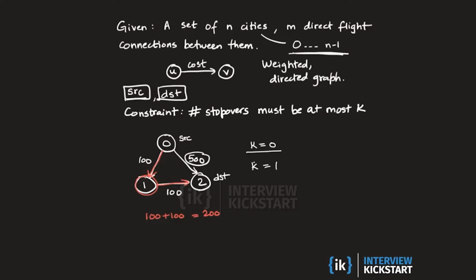Now what if k was given to be 2? So we are allowed to have at most 2 stopovers along the way from the source to the destination. Well, there is only one other vertex in this graph apart from the source and the destination. So even for k equal to 2, the answer would be the same as the answer for k equal to 1. So the cheapest way to get from the source to the destination would still be along this 2-hop path, which costs $200. We are again assuming in this problem that the edge weights are all positive.